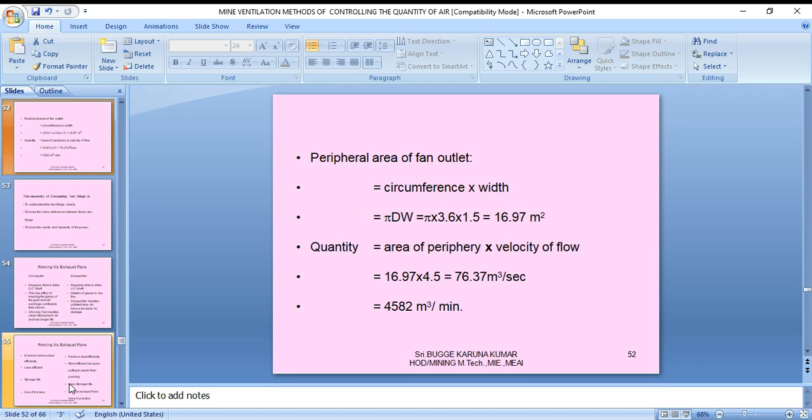Now the peripheral area of the fan outlet is the circumference into width, that is pi d w, pi d into 1.5 which is given already. So quantity is equal to area of the periphery into velocity of the flow. That is almost 16.97 multiplied with 4.5, giving 76.37 meters cube per second. Around 4,500 meter cube per minute quantity will be expected from the above conditions.